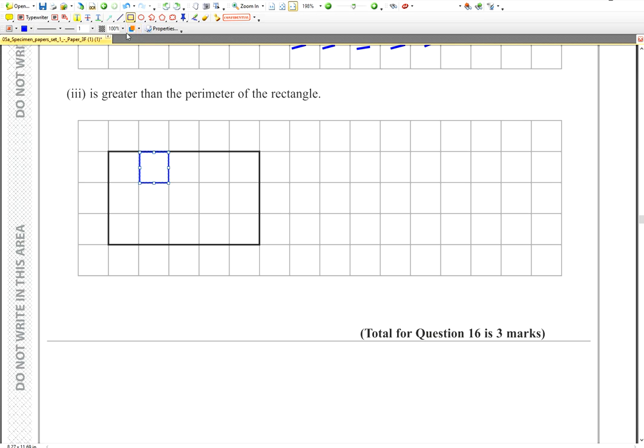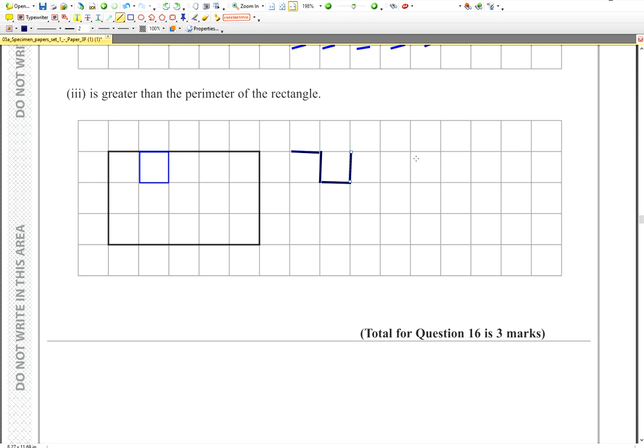I think I should use a different one. Should we use the same one again? No, this one's better, I think. No, use that one again, because it's wonky. Okay, from here to there, from here to here. Oh, that's still wonky. Sorry about that, folks, my drawing's a little bit not straight.